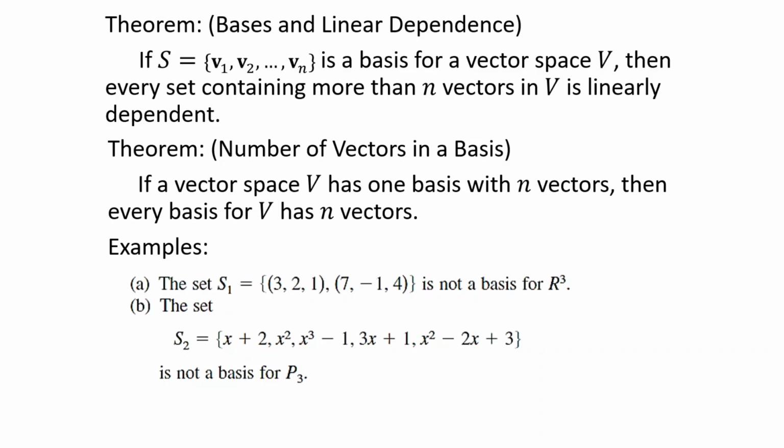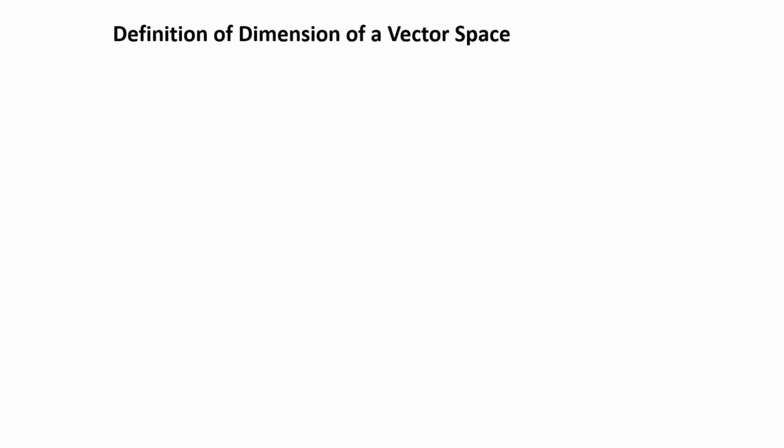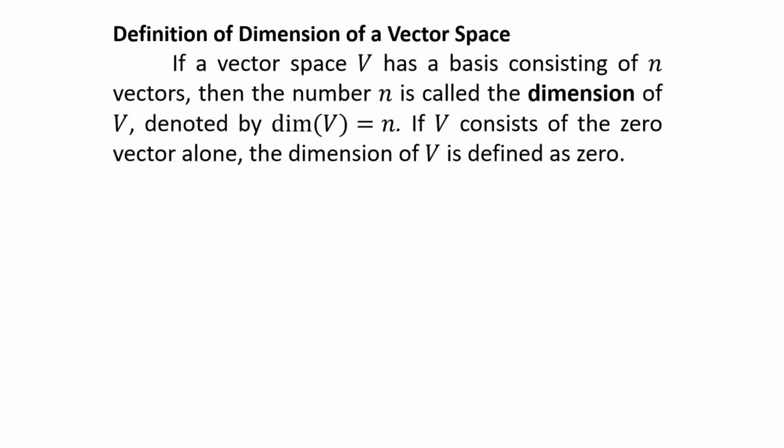Next, we proceed with the dimension of a vector space. If a vector space V has a basis consisting of n vectors, then the number n is called the dimension of V. That is denoted by this. If V consists of the 0 vector alone, the dimension of V is defined as 0.